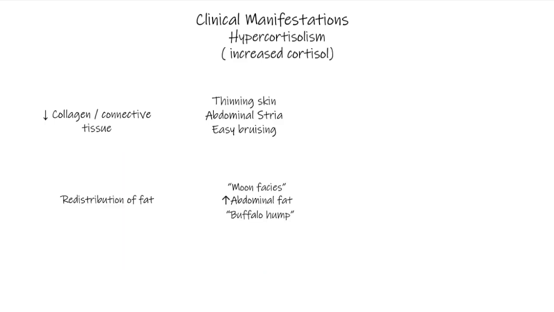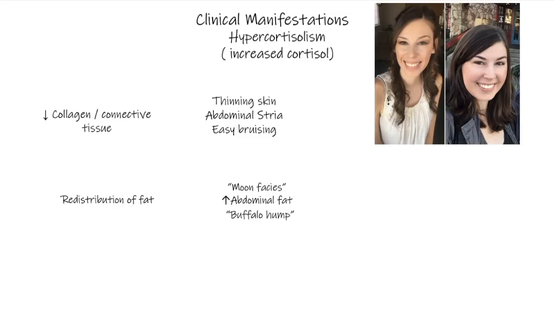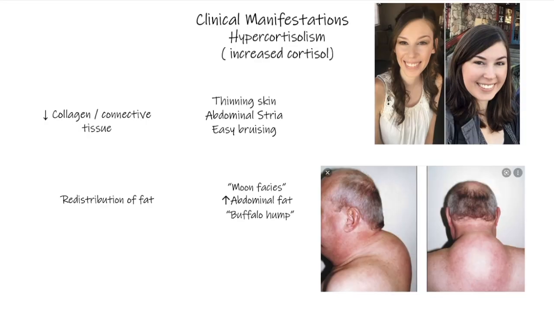Chronic glucocorticoid excess can also cause characteristic redistribution of adipose tissue. Fat can accumulate in the face, producing round facial features, sometimes referred to as a moon facies. We can also see increase in abdominal fat, as was demonstrated in the previous picture, as well as fat distribution in the interscapular area, referred to as a buffalo hump, shown here.